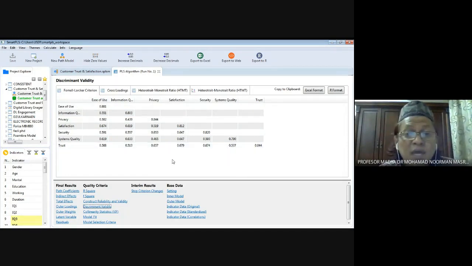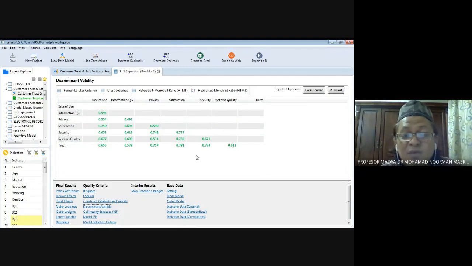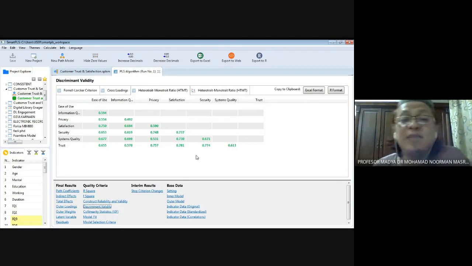If you want to copy the heterotrait-monotrait ratio, this is the one. You can claim here that none of the values is bigger than 0.85 or 0.9, so discriminant validity can be assumed.